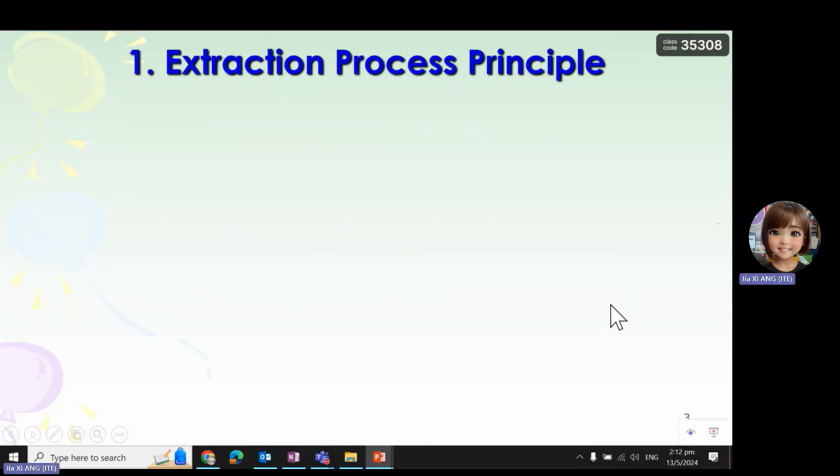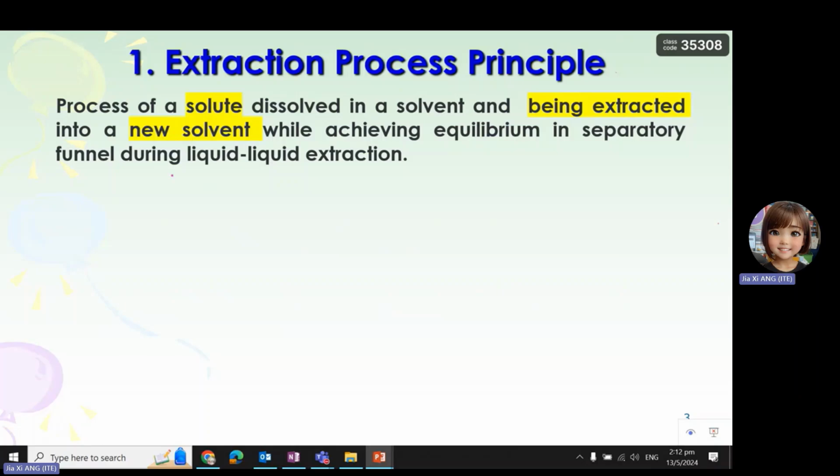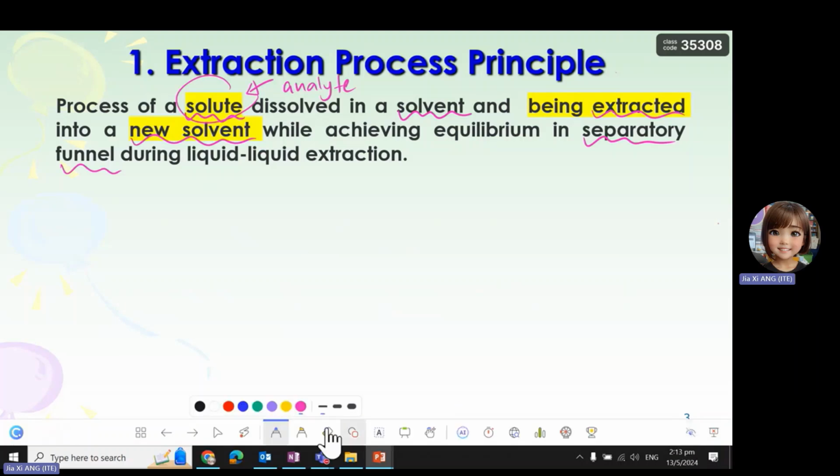Next, let's go through the principle of the extraction process. Now, in extraction, we have a solute which is being dissolved in a solvent. And this solute is being extracted into a new solvent while achieving an equilibrium. Now, sometimes we can term the solute as the analyte. So we want to extract this analyte using a new solvent, and the glassware is actually a separatory funnel, and we can also term the whole process as liquid-liquid extraction.